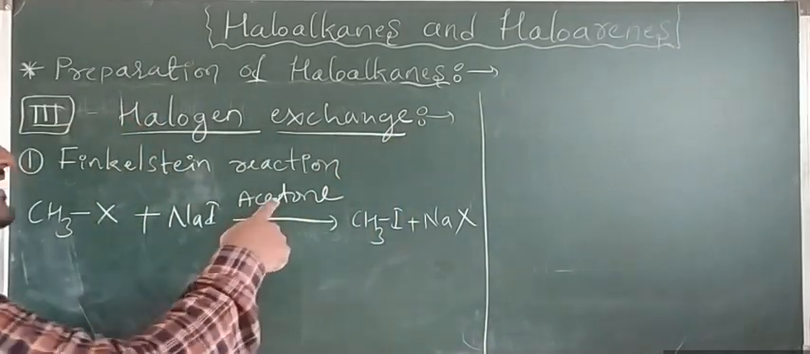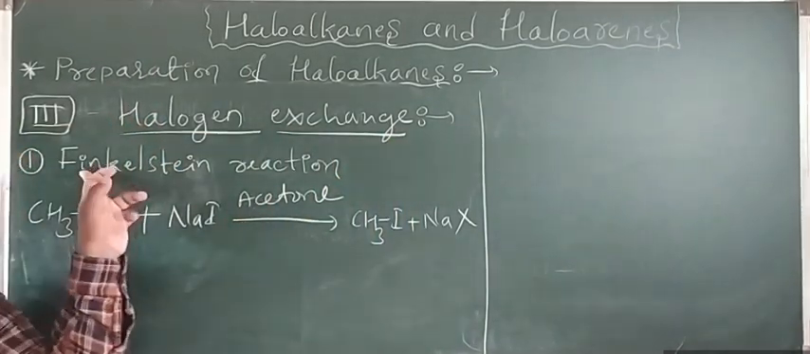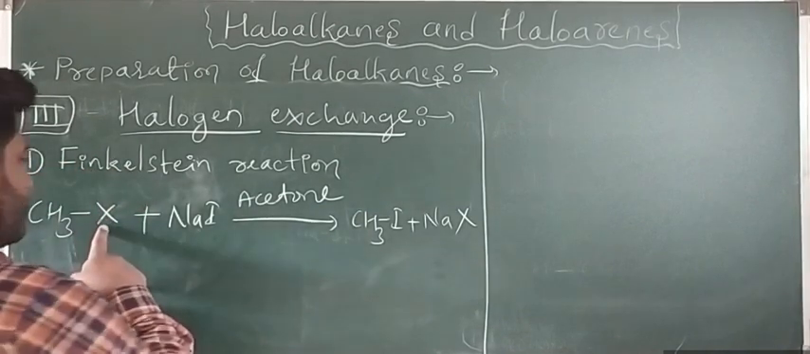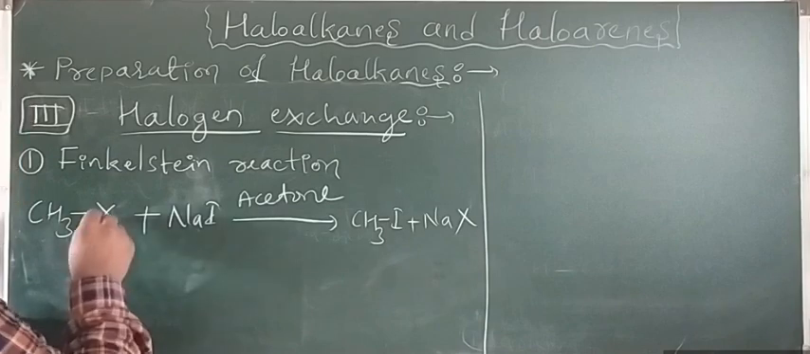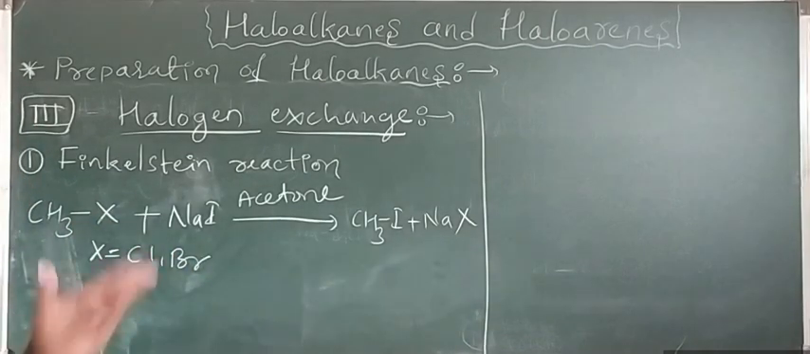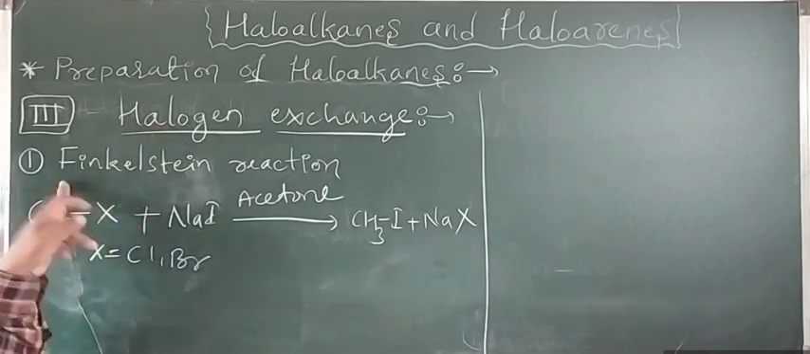So sodium iodide and acetone is there. Then that is called a Finkelstein reaction. Which reaction? Finkelstein reaction. Very important. So here X may be chlorine or bromine. I hope you understood. This one is the halogen exchange method, in that Finkelstein.